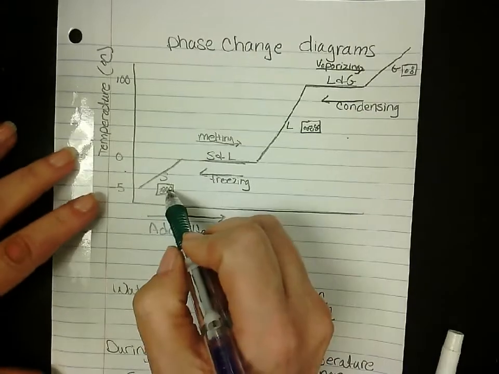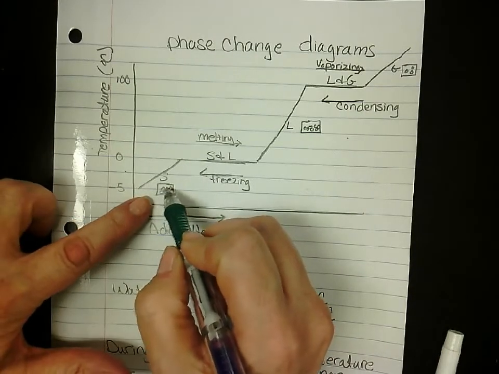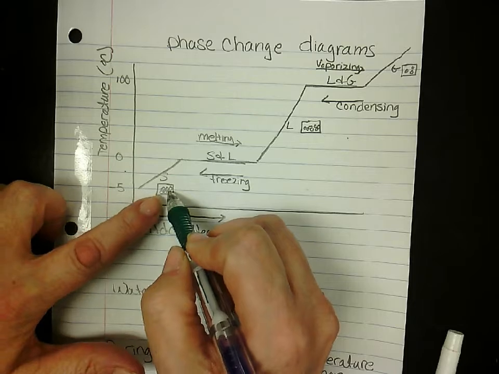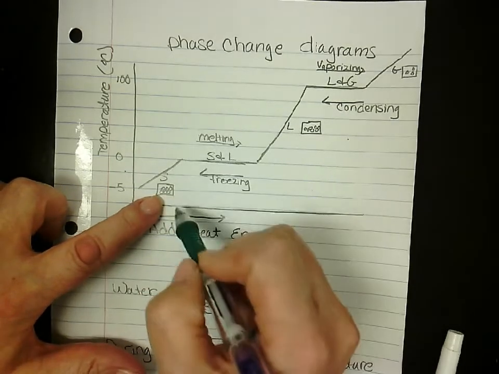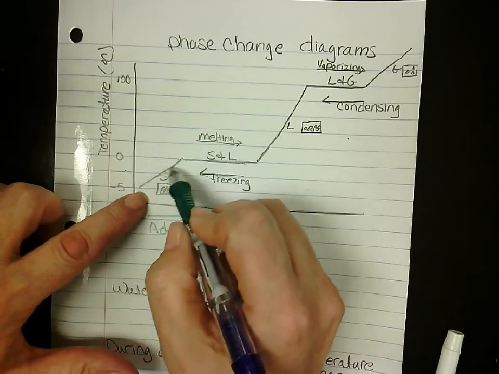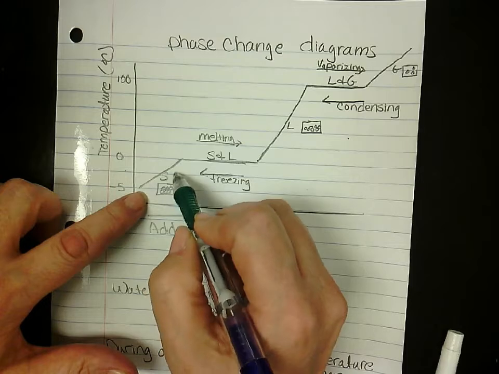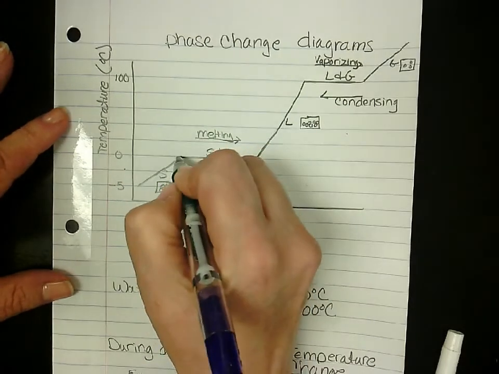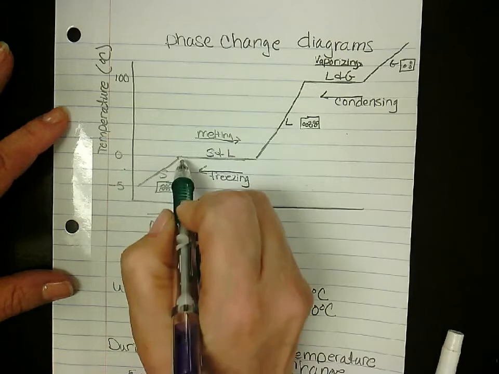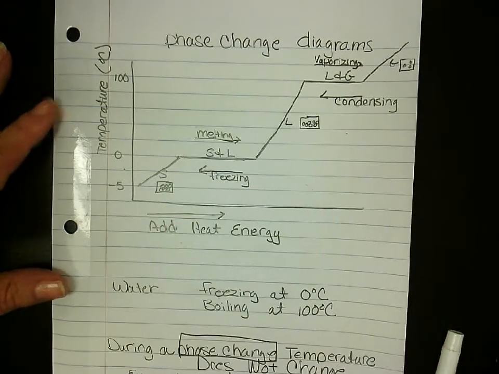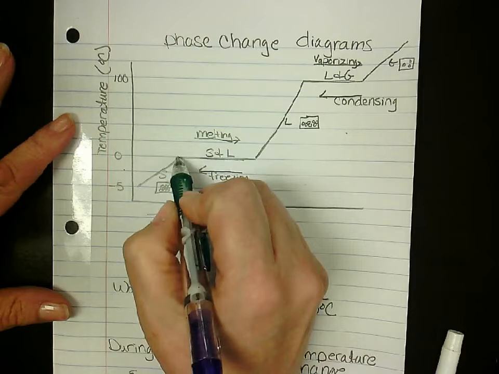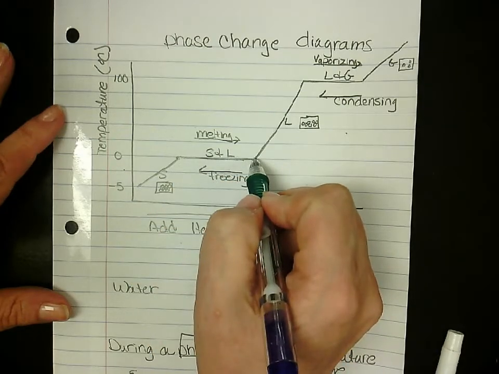So here's my solid. Here are all my particles, all in an orderly fashion, definite shape, definite volume. And as I add heat, my temperature increases. That means they start to move faster and faster until I hit a phase change. So my solid, and I want you to think about this like water, I have this ice cube on my desk. My solid turns into a liquid as it melts.